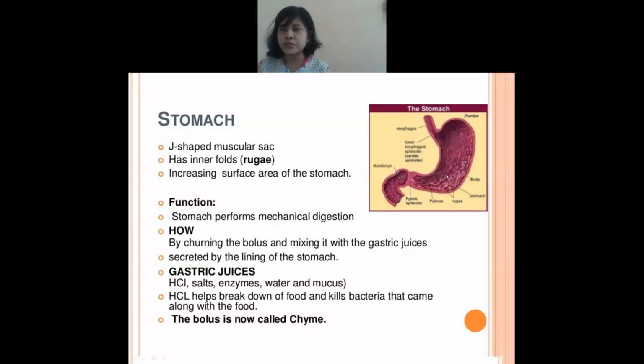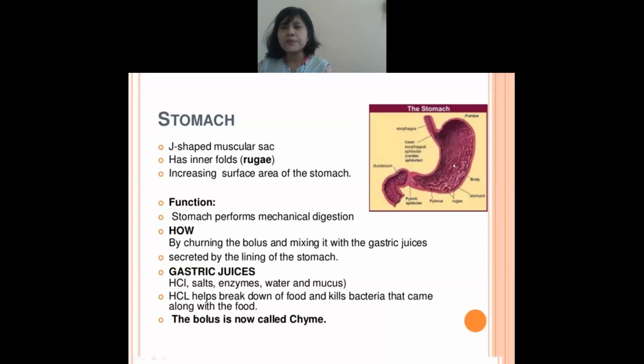Okay, so you can say rugae also. As the food enters, what happens here? There is some gastric juice near the stomach. Some of the gastric juice you can find, such as hydrochloric acid, some salts, some enzymes, some water and mucus. And what will happen here?